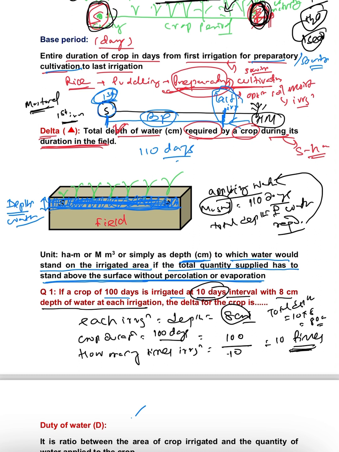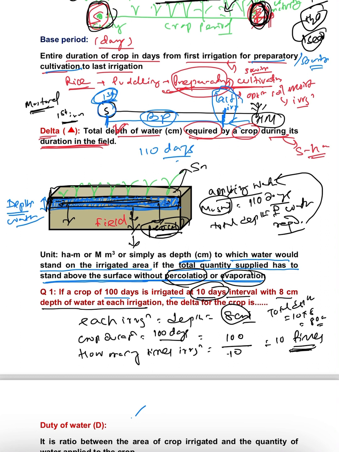So this is the mustard crop, and the question is without percolation or evaporation. So what does percolation mean? Percolation means whatever water we are applying, if it percolates downward, it goes downward. This is called percolation. Percolation means vertical movement of the water downward, and it is a loss.